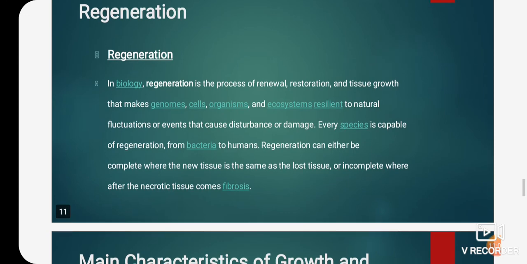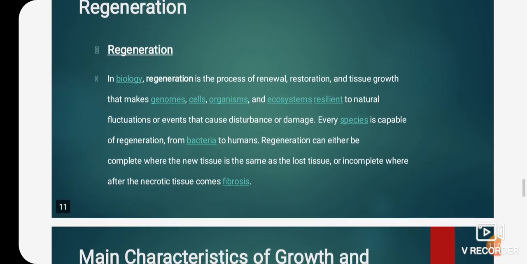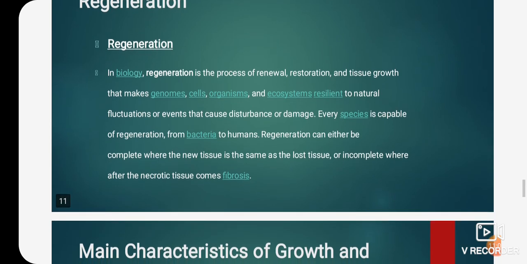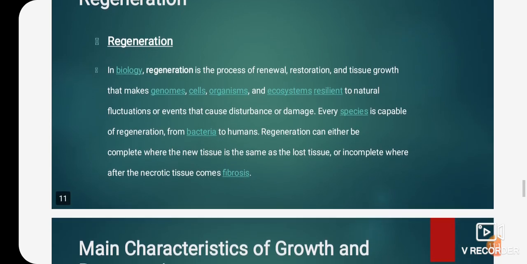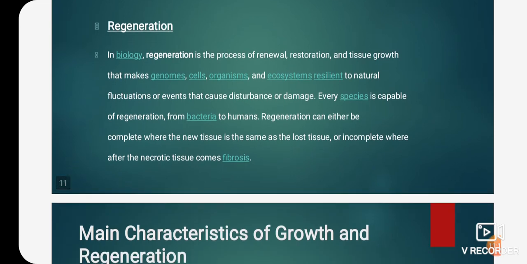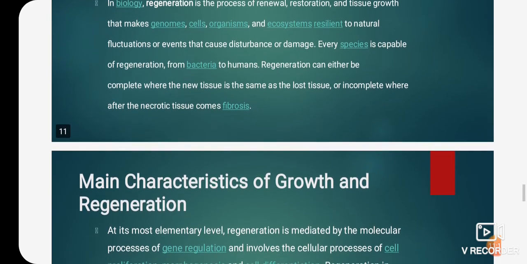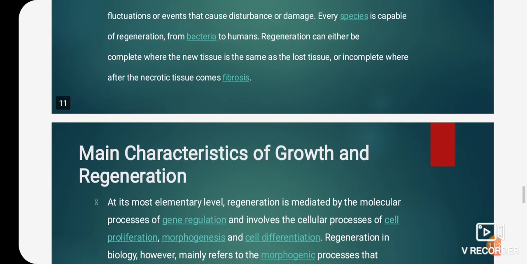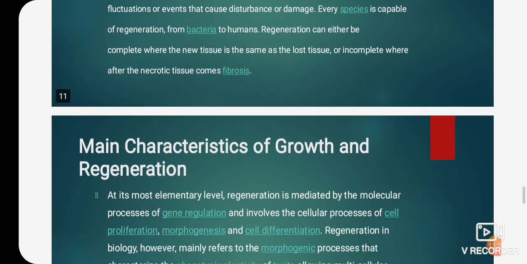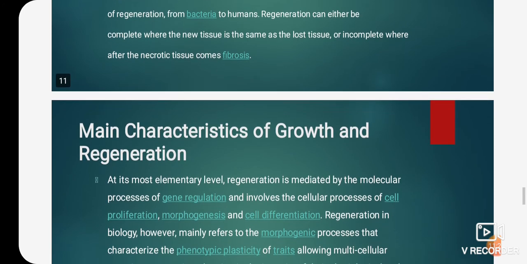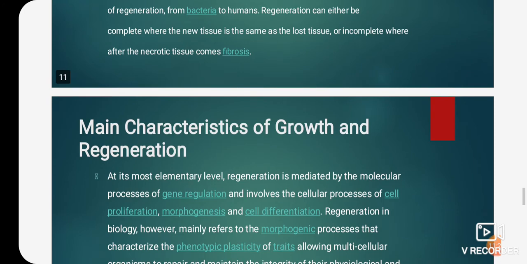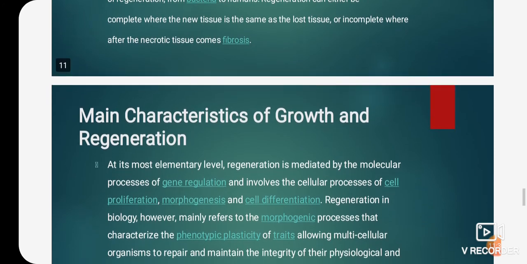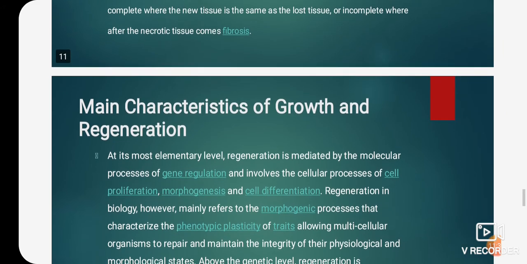Regeneration can either be complete, where the new tissue is the same as the lost tissue, or incomplete, where the necrotic tissue is replaced by fibrosis. So, students, at its most elementary level, regeneration is mediated by the molecular processes of gene regulation and involves the cellular process of cell proliferation, morphogenesis, and cell differentiation.